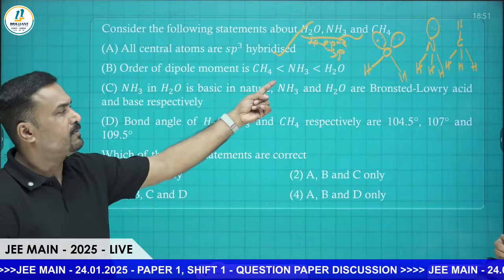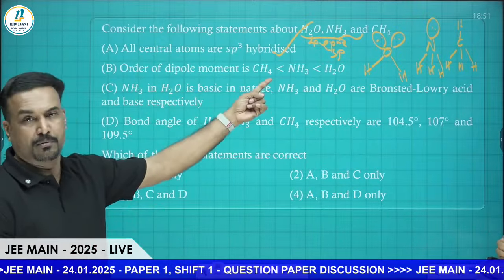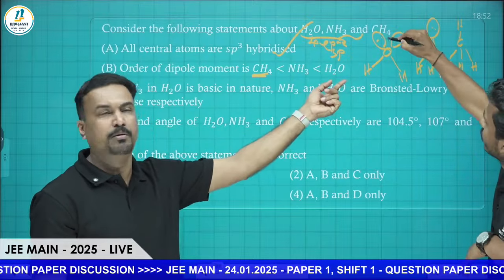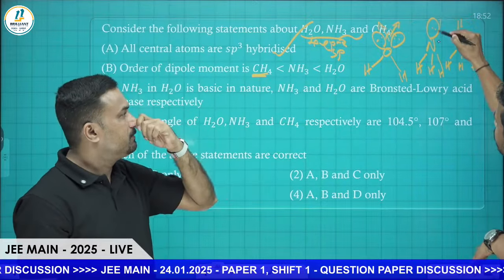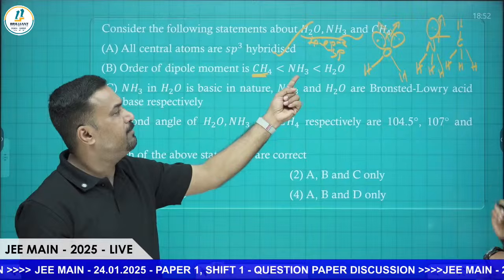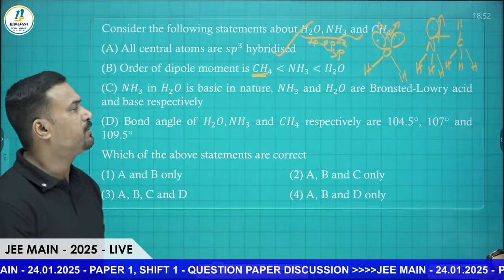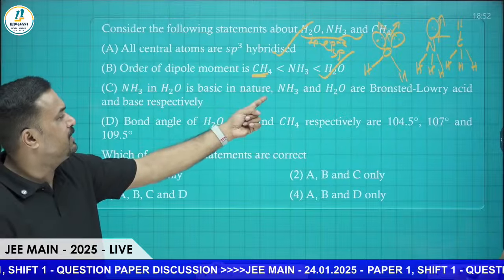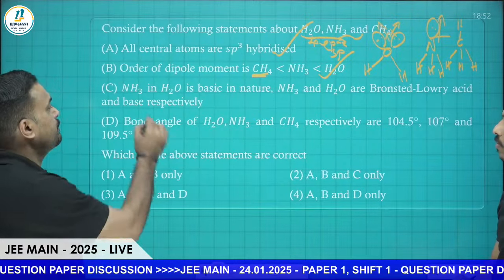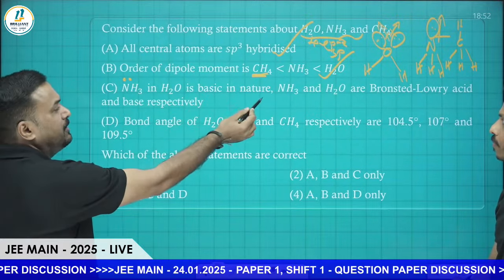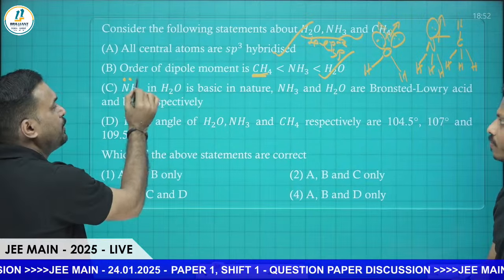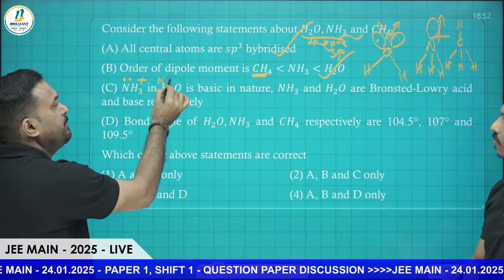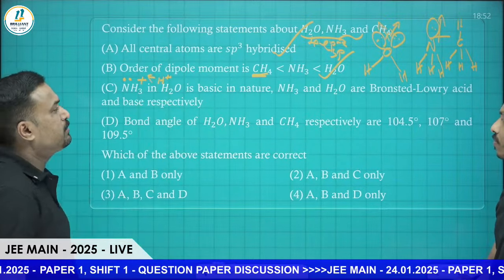Order of dipole moment is correct, because in CH4 the dipole moment is zero, symmetric, exactly zero. But H2O has 2 lone pairs, so it will be more. NH3 will be less than that of H2O. Then the order is correct. Here NH3 and H2O are basic in nature. That statement is correct, because of the lone pair it undergoes protonation, H plus is accepted, and it becomes NH4OH.